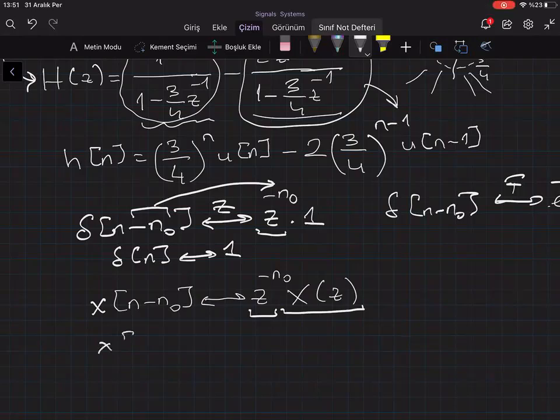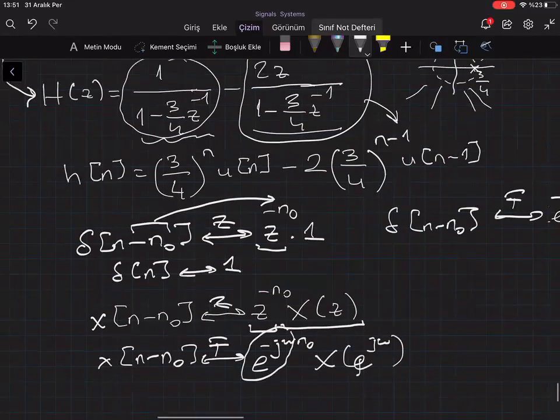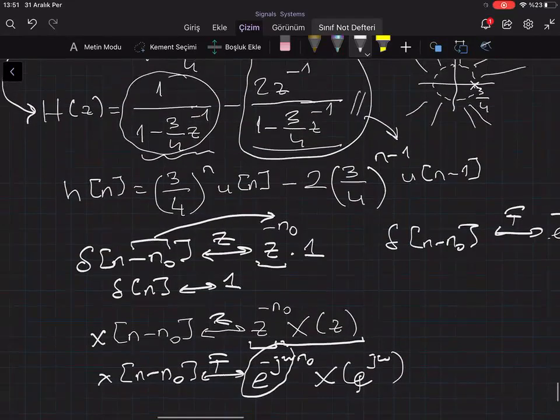If you remember the Fourier transform, it was like this, right? E to the power minus j omega n0 times e to the power j omega. Instead of e to the power j omega, I write z. Is this part clear, arkadaşlar? So what did I do in this part?